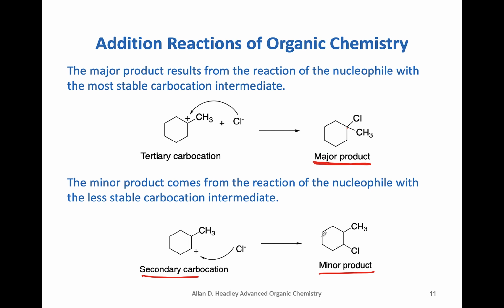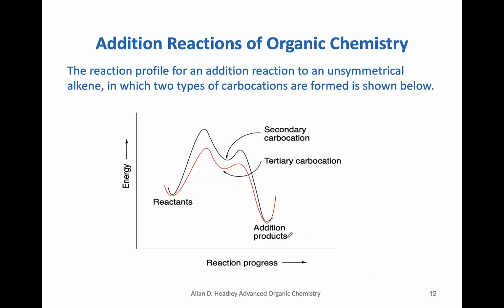So again, you should be able to predict the major and minor product based on the addition of a polar molecule to an alkene. This concept can be illustrated graphically as shown here. Energy. So in this region we have molecules or reactants that are intermediates, that's not stable.